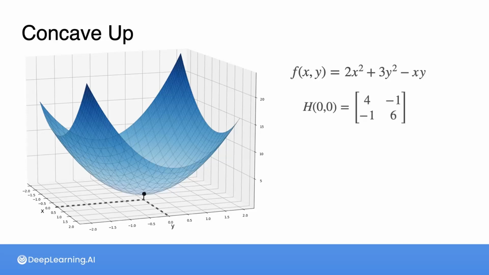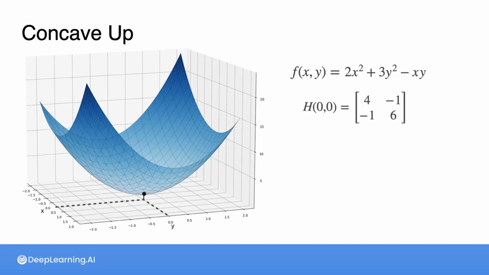And so remember, in one variable, if we wanted to know if it was concave up, we looked at the second derivative and checked if it was positive. But now we have a matrix. How do we check if a matrix is positive or negative? Well, you actually look at the eigenvalues.